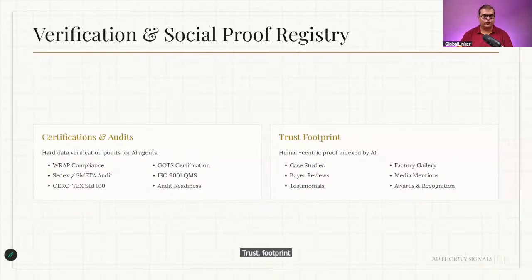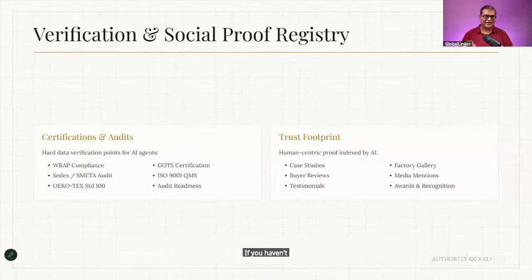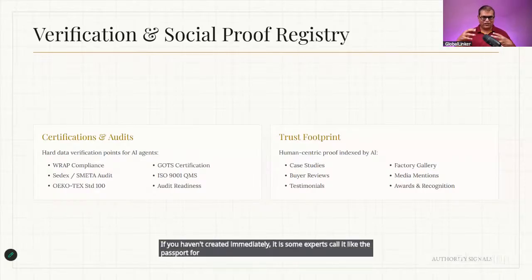Now it goes beyond this. I told you that it goes beyond this. What is beyond this? So this is the website part. Now, in addition to this, what you should be working on is the Google My Business Profile. If you haven't created it, create it immediately. Some experts call it the passport for AI discoverability. So it is very important.